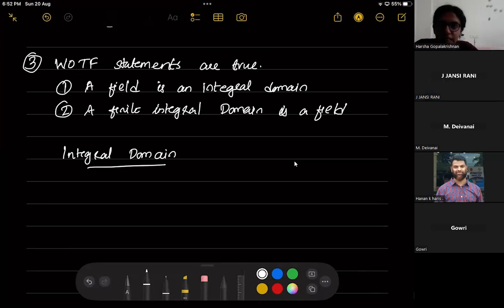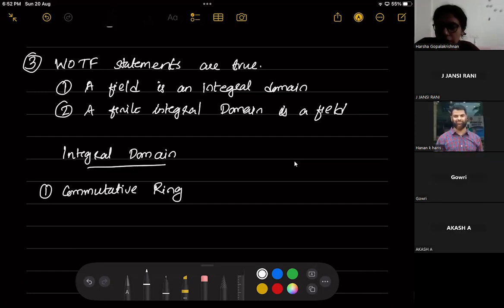Not exactly, what you are talking about is about zero divisors, I think. So first of all, integral domain means it should be a commutative ring, a ring with the multiplication commutative. In a ring, the addition operation is always commutative, and if the multiplication is also commutative, we say it is a commutative ring. And it should have unity.